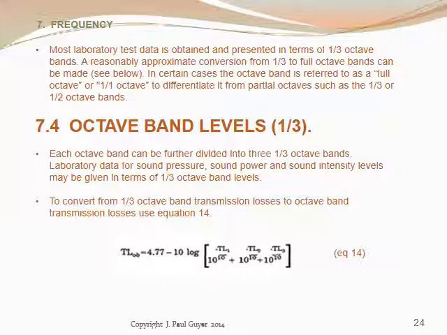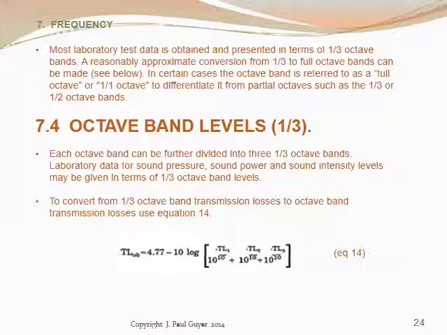Each octave band can be further divided into 3 1/3 octave bands. Laboratory data for sound pressure, sound power, and sound intensity levels may be given in terms of 1/3 octave band levels. The corresponding octave band level can be determined by adding the levels of the 3 1/3 octave bands using equation 2. There is no method of determining the 1/3 octave band levels from octave band data. However, as an estimate, one can assume that the 1/3 octave levels are approximately 4.8 decibels less than the octave band level.